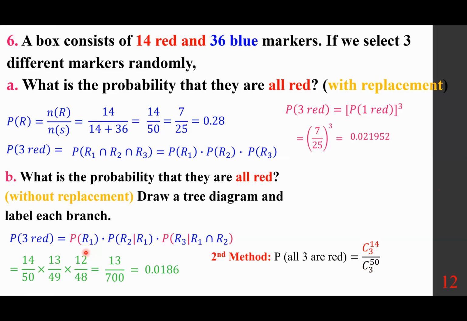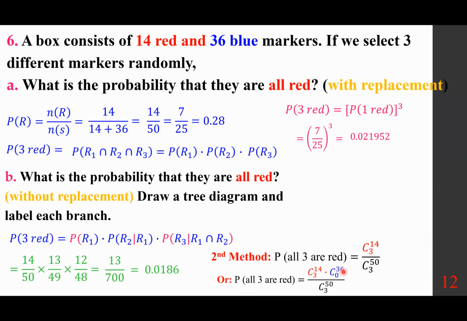If we were to discuss that with a second method, we can use the combination of 14 choose 3 over the combination of 50 choose 3, or because we want all 3, 14 choose 3 times the combination of 36 choose 0. In other words, from the blue ones, the 36, we don't want to use anything.